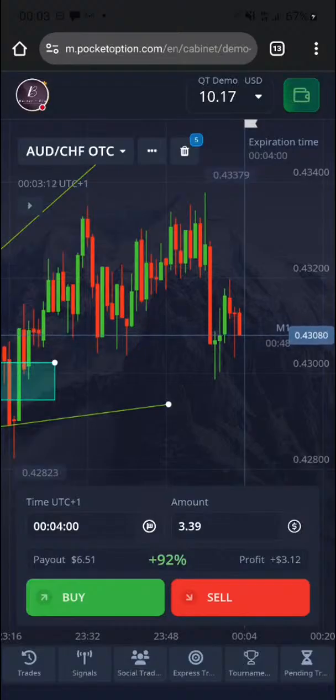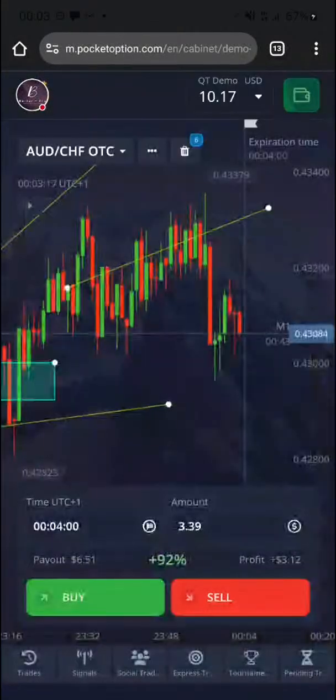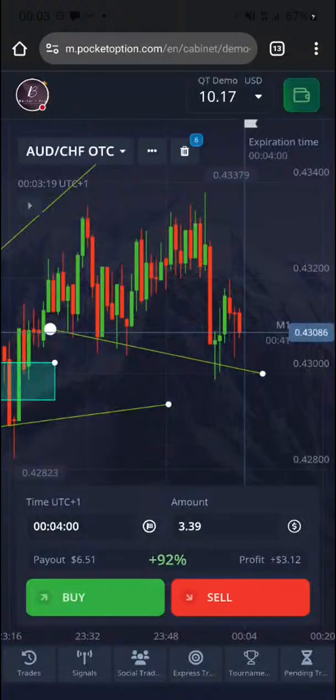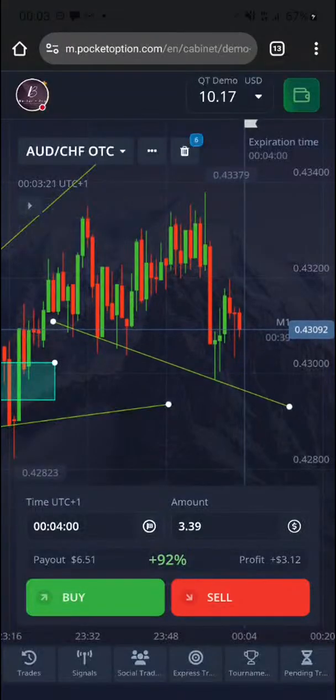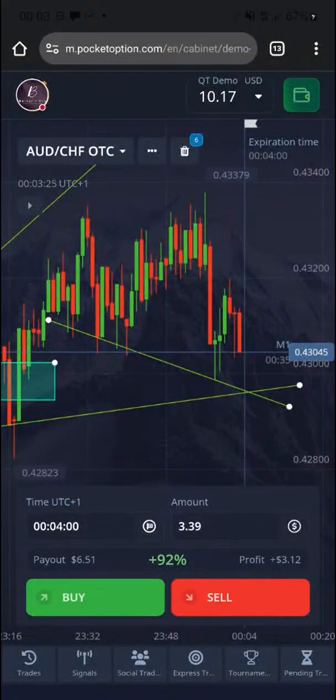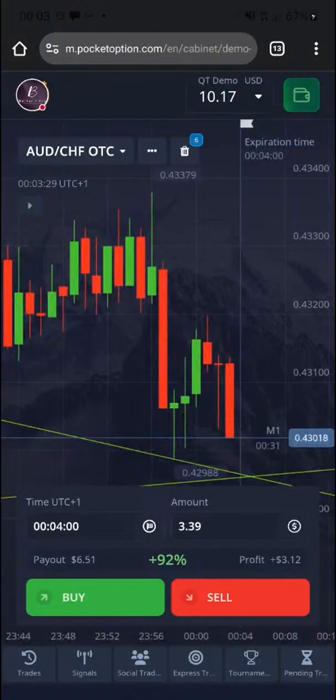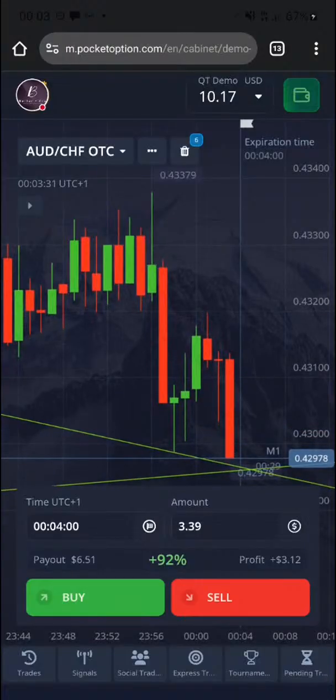There's a nice common point of rejection here. It's been happening for a while. I really don't know if it will happen again, but we can take the trade. I'm prepared to take the risk. If it touches that common point of rejection, I'll take the trade.